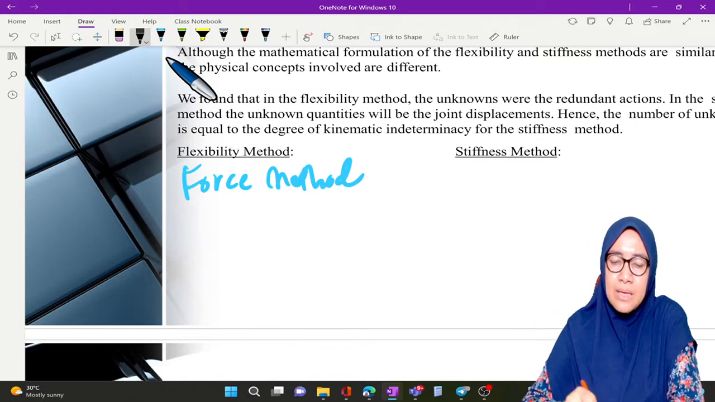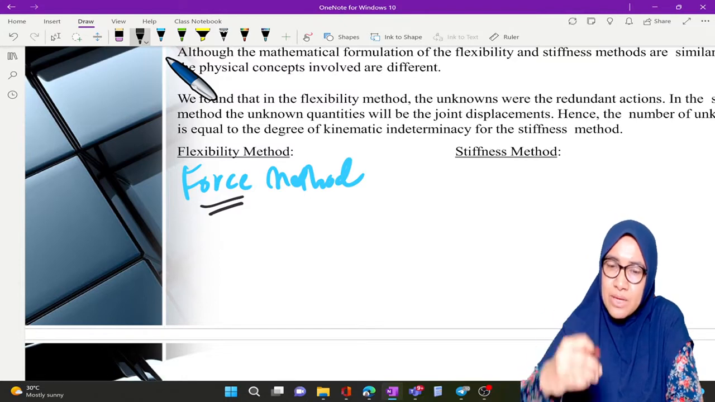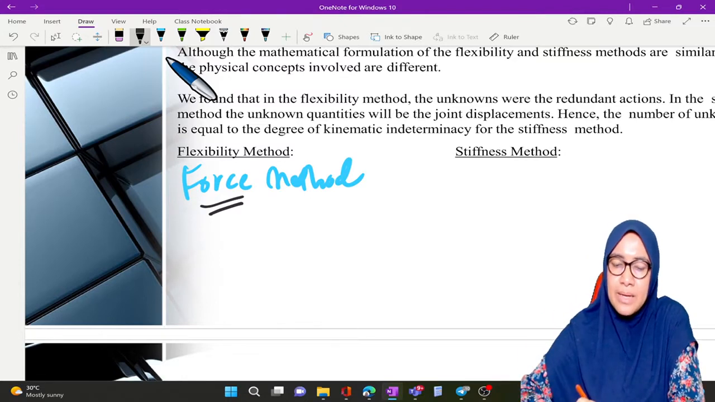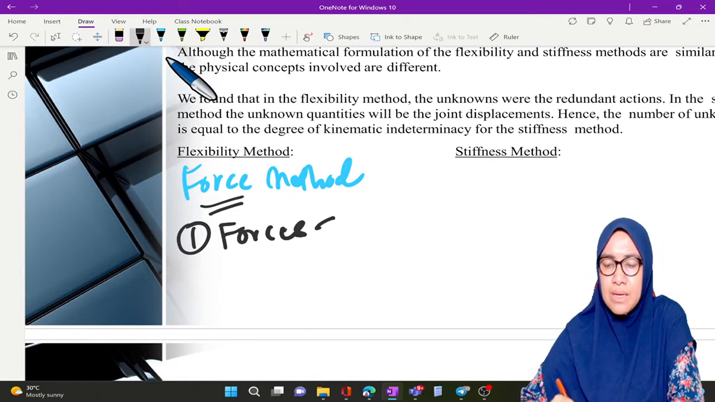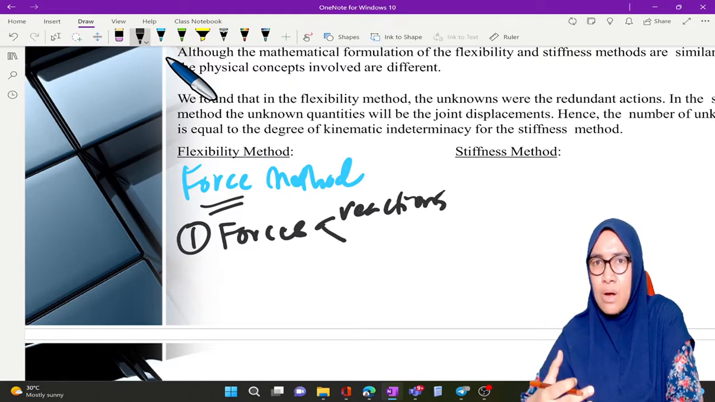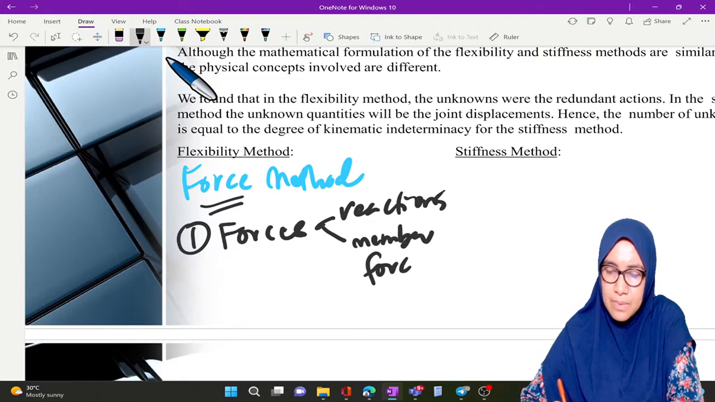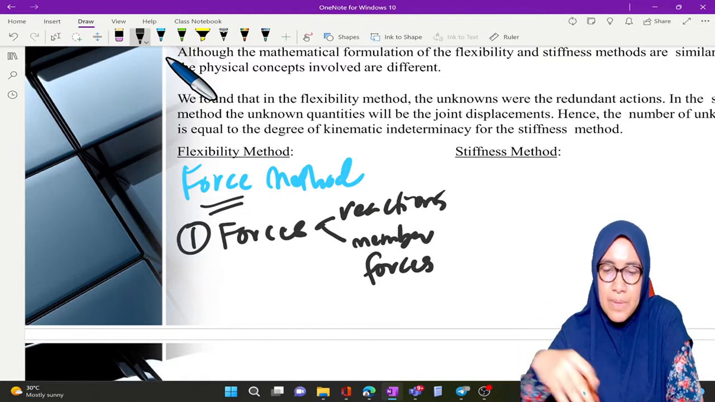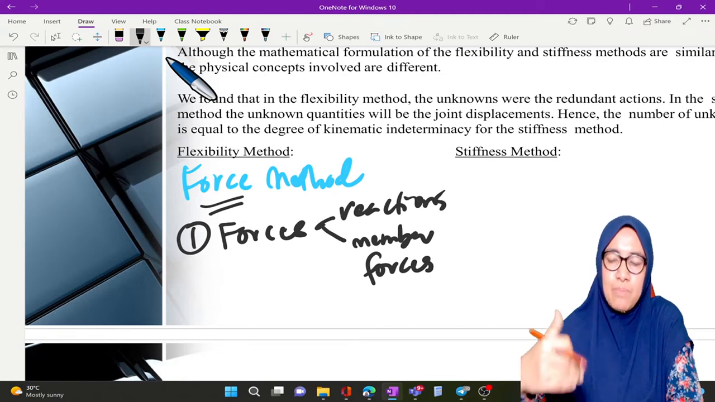That means we get forces, we get reactions first, from flexibility. We get forces, including reactions, and of course in a truss we can get member force. Force method, that is the flexibility method. This is the output of the flexibility method.